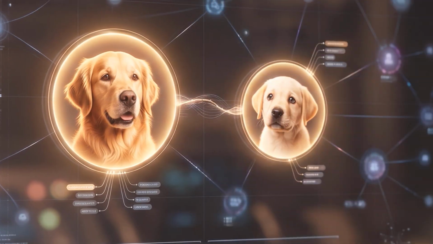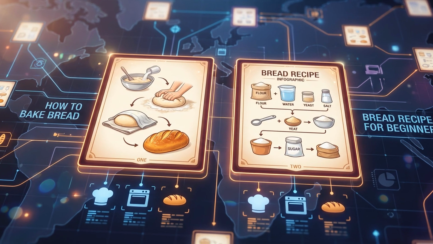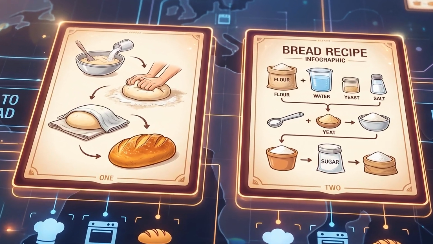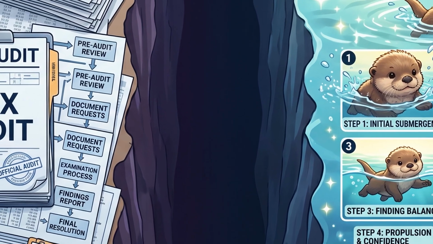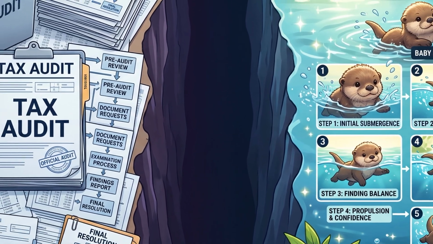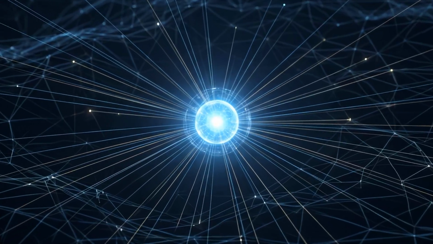Dog and puppy, close. Car and vehicle, close. How to bake bread and bread recipe for beginners, also close. Tax audit procedures and baby otter learns to swim, not close, which for once feels correct. That is why embeddings matter.